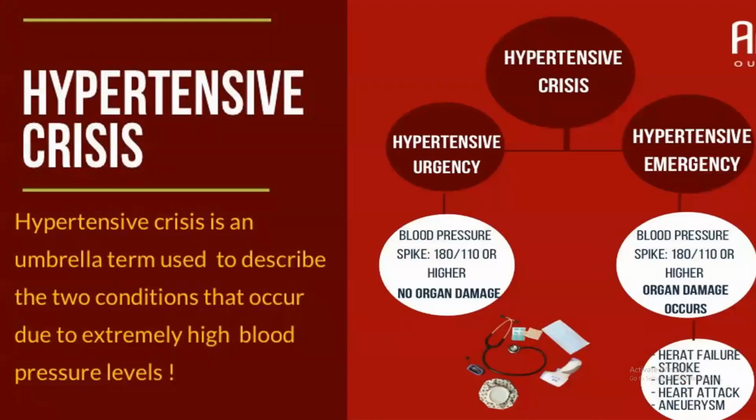Hypertensive crisis is an umbrella term used to describe two conditions that occur due to extremely high blood pressure levels. One is hypertensive urgency, one is hypertensive emergency. Urgency means your blood pressure spikes to 180/110 or higher, but there is no organ damage. But when it becomes a hypertensive emergency, the blood pressure shoots to 180/110 or more, and organ damage occurs, like heart failure, stroke, chest pain, heart attack, or aneurysm.